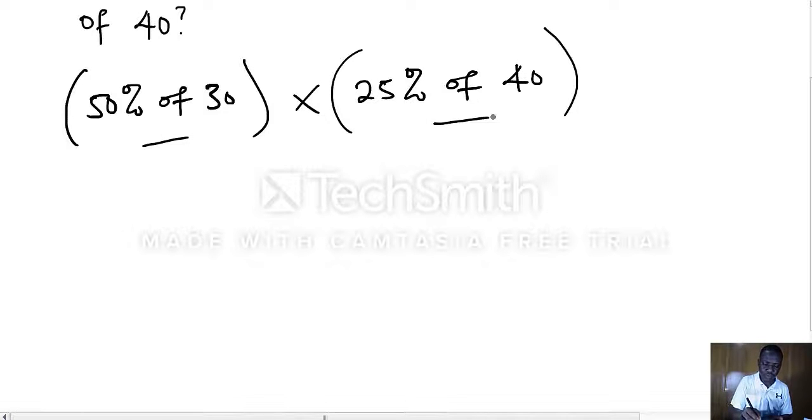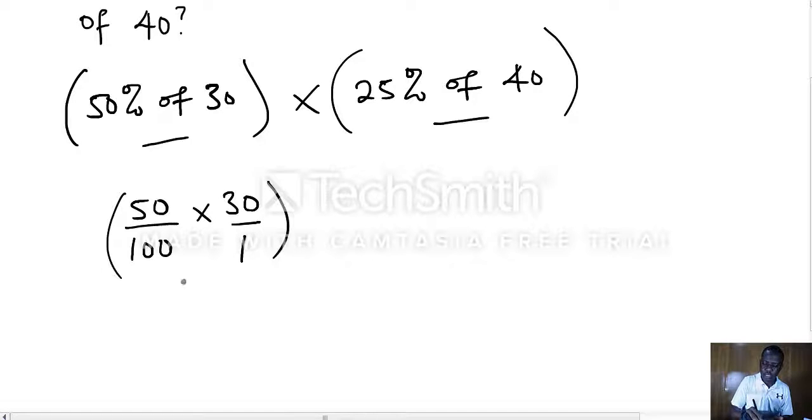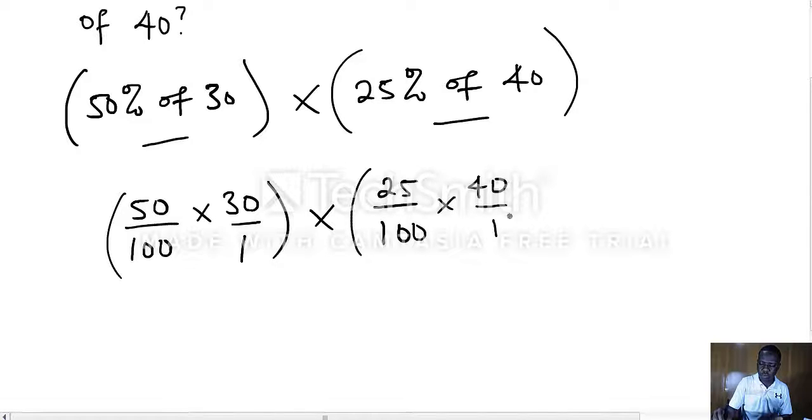So let's solve them simultaneously. This is going to be 50% can be said to be 50 divided by 100 times 30 over 1, to be multiplied by 25 over 100 times 40 over 1. Since this is multiplication, you can multiply them at a go. So this will cancel, this will cancel this.